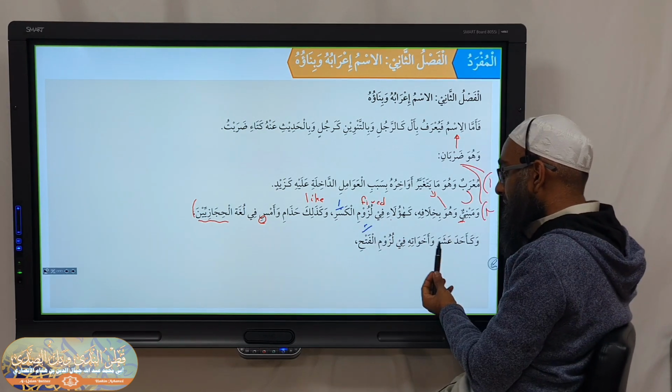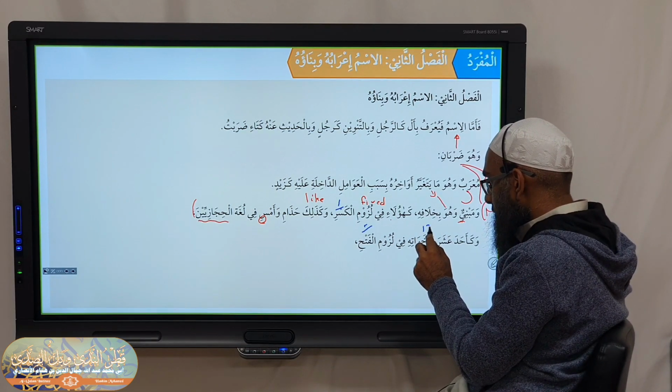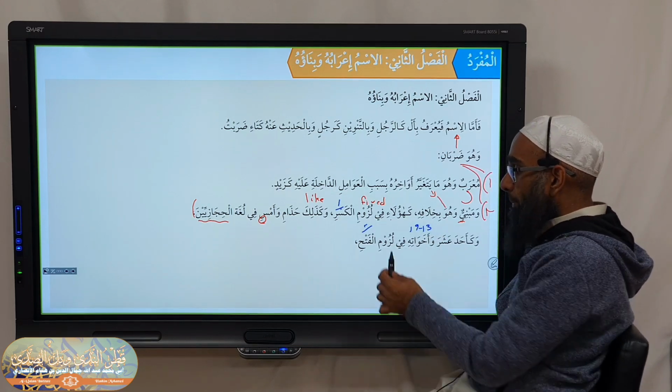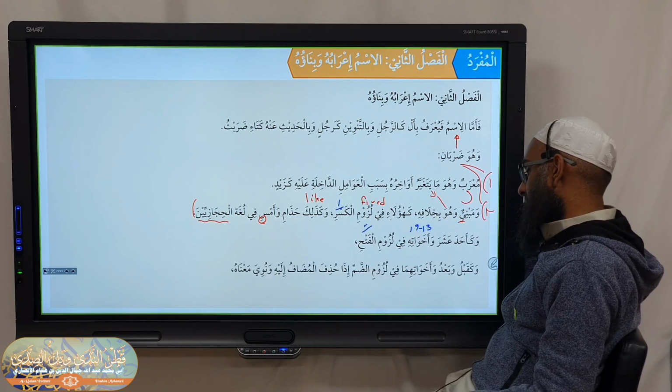Wa ka'ahada ashara fi luzumil fathi. And like the word ahada ashara and its sisters. What are its sisters? The numbers 13 to 19. They are also what? Mabni. But how are they mabni? في لزوم الفتح, in being fixed to فتح.